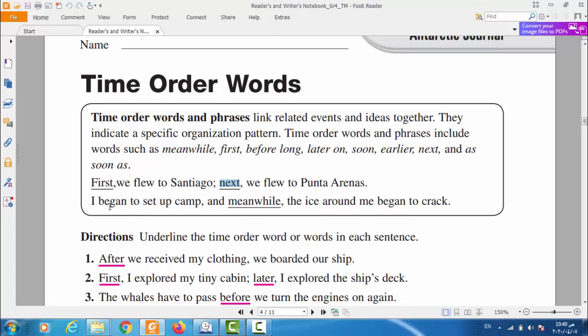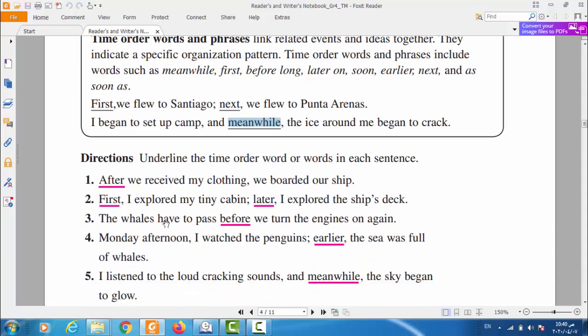In the second example, I say: I began to set up camp, and meanwhile the ice around me began to crack. Meanwhile means at this time. So the word meanwhile shows that one thing happened, and during this time, the ice around me began to crack. If you look down here in the directions: underline the time order word or words in each sentence.